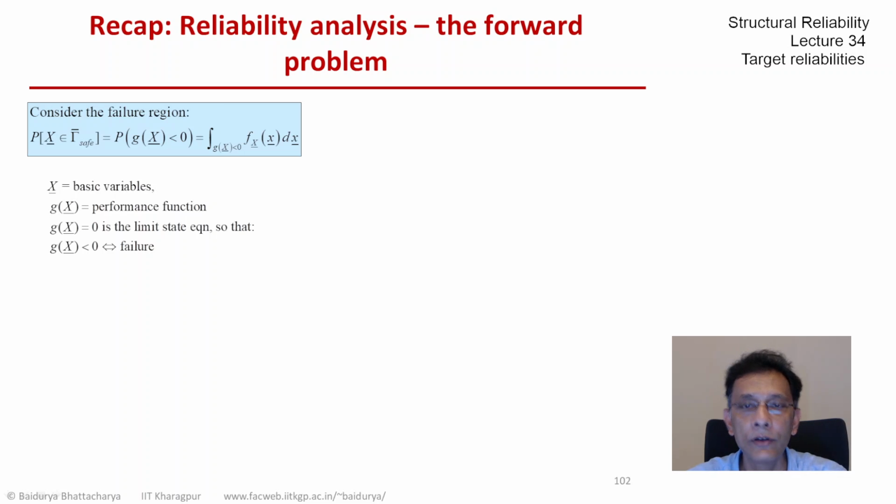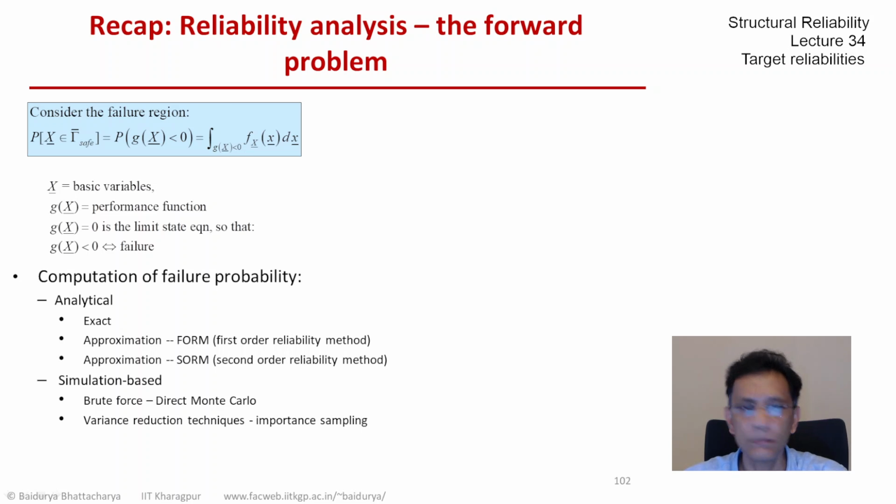So if we have a failure region given by gamma safe complement, we have expressed the failure probability that the limit state is negative. So P of G(x) less than 0 can be given in terms of a multidimensional integral, X being the basic variables and G equals 0 is the limit state equation. Now, we know of many different methods of finding out this PF, depending on the sort of information we have.